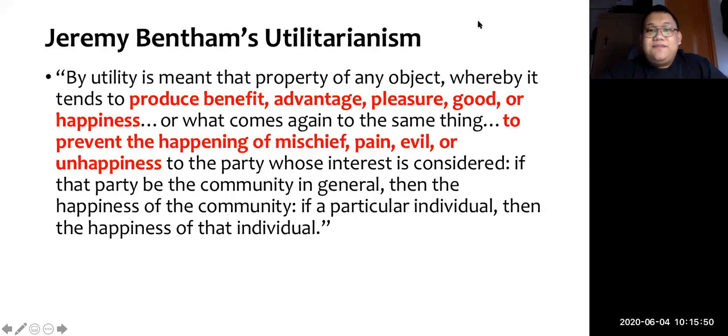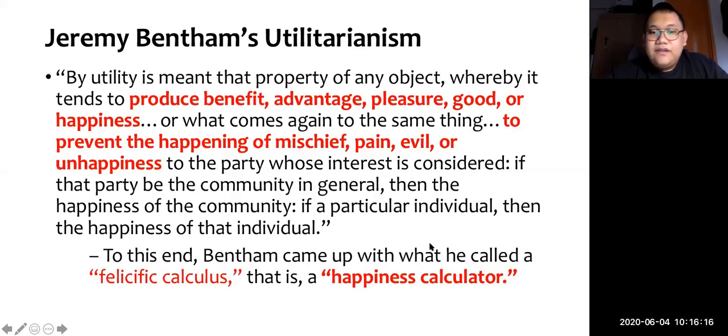By utility, it is meant the property of any object whereby it tends to produce benefit, advantage, pleasure, good, or happiness. Or what comes again to the same thing, to prevent mischief, pain, evil, or unhappiness. If that party be the community in general, the happiness of the community; if a particular individual, then the happiness of that individual. To this end, Bentham came up with what he called a philosophic calculus.